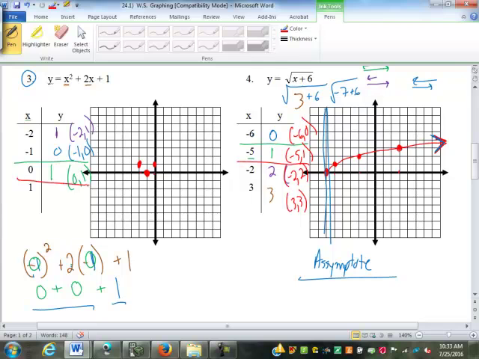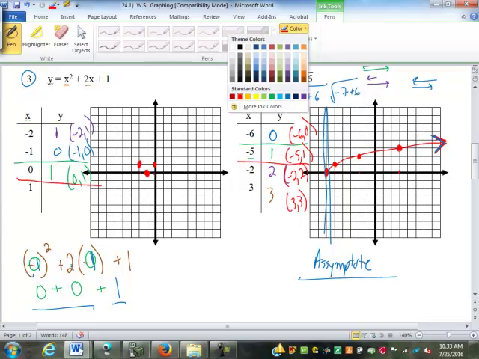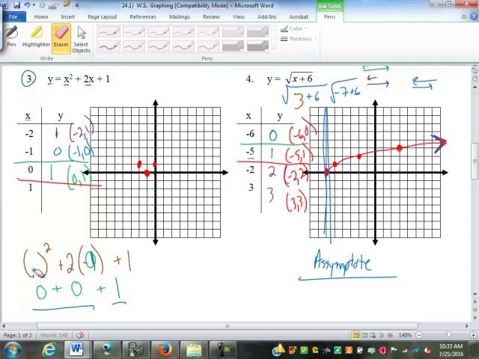So now we have +1. We put a +1 in there. What's 1 squared? 1. What's 2 times 1? 2. What's 1 plus 2 plus 1? 4. So we get the point 1, 4. So here's 1 and 4 right there. How many got that point right?